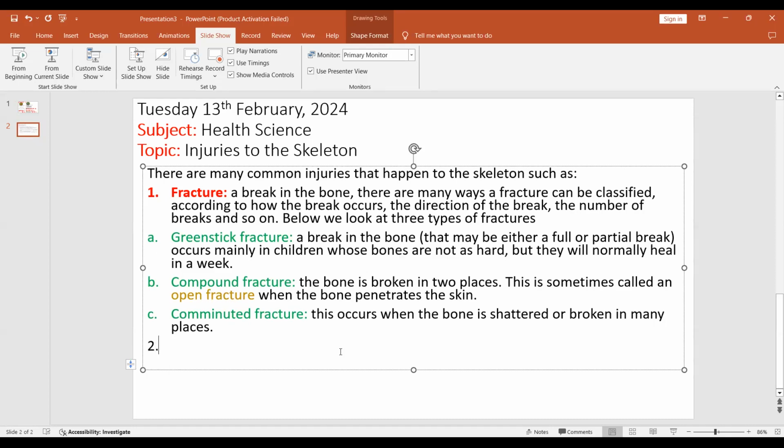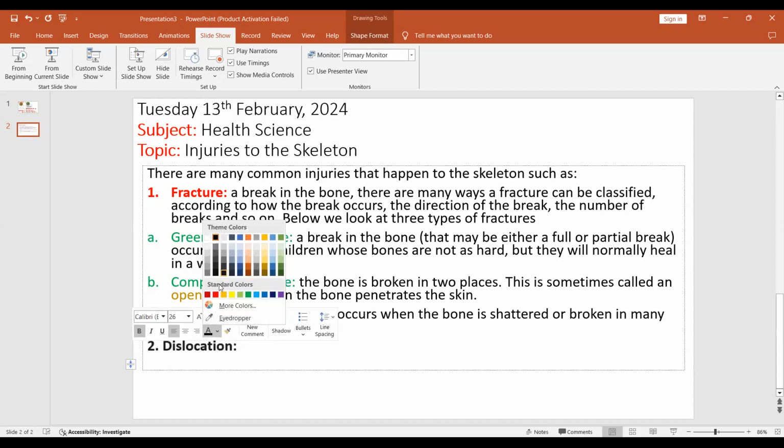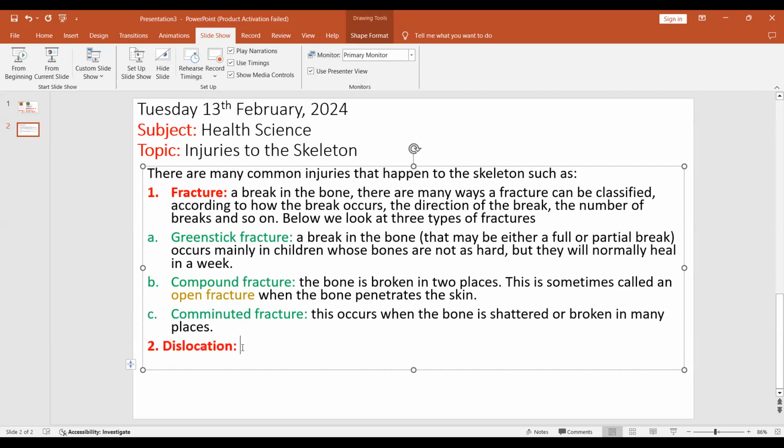dislocation. Dislocation. Someone said that they had a... Say it again. When you grow up, does your bone get stronger? Yes, for sure. For sure. So dislocation. Someone mentioned that they had a dislocated patella.